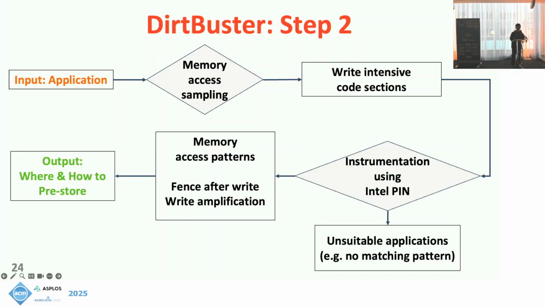After that, the write-intensive code sections are passed on to the second step of Dirtbuster, where we use Intel Pin to instrument the binary of the application. We precisely analyze the memory access pattern of the application and look for the matching ones, for example, fence after write or potential write amplification. And we also filter out the remaining unsuitable applications, for example, the ones with no matching patterns. And finally, according to the Dirtbuster output, we implement pre-store.